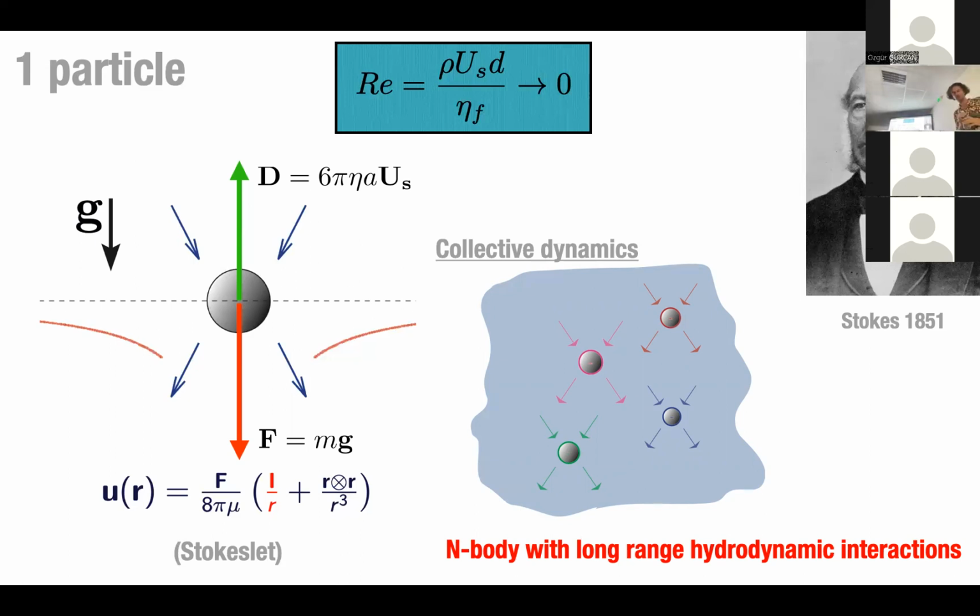How long does the disturbance remain? Here it's low Reynolds number, so everything is instantaneous. So in the limit of low Reynolds number, the fluid disturbance is instantaneously created. So maybe some connections with your electrons. Okay, so let's see what these long-range hydrodynamic interactions do.